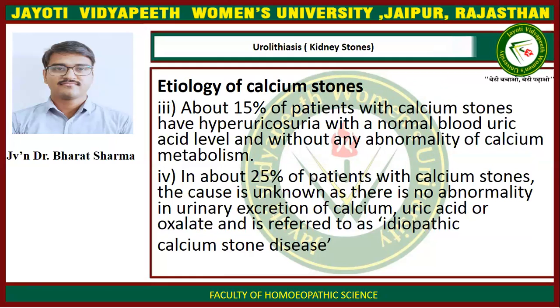About 15% of patients with calcium stones have hyperuricosuria with a normal blood uric acid level and without any abnormalities of calcium metabolism. In about 25% of patients with calcium stones, the cause is unknown as there is no abnormality in urinary excretion of calcium, uric acid, or oxalate, and is referred to as idiopathic calcium stone diseases.